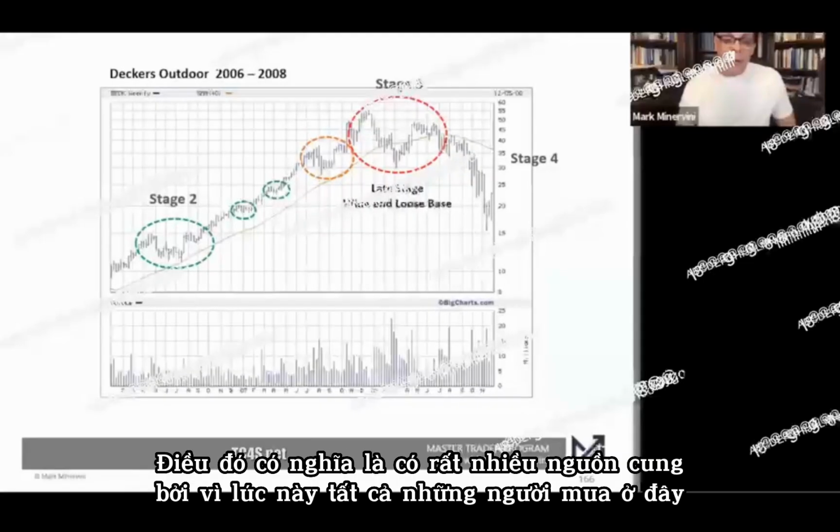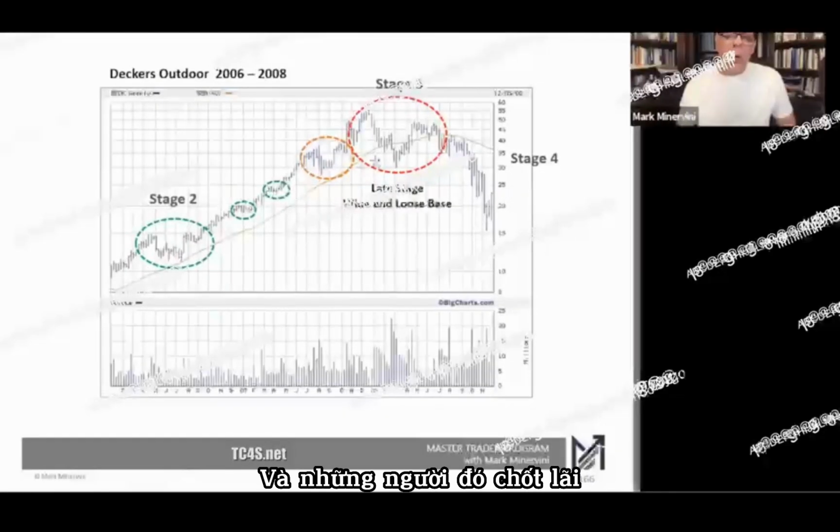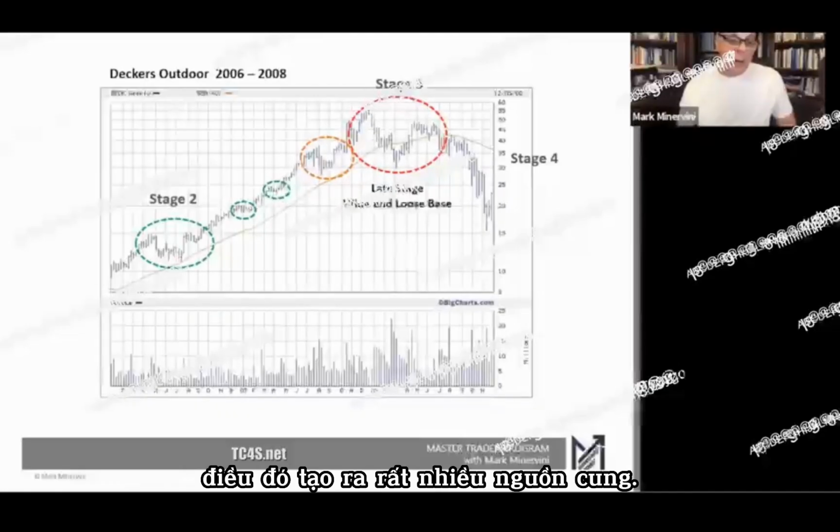That's your enemy, and that means there's a lot of supply, because now you've got all these profits that have been built up in this stock, and now you get the unwinding of those profits, and that creates a lot of supply. All right, let me show you something here.